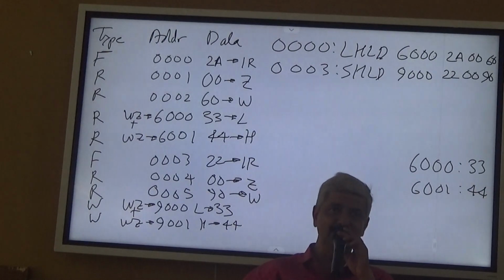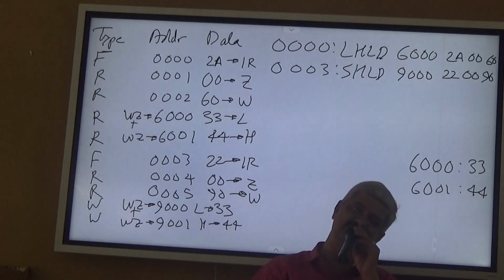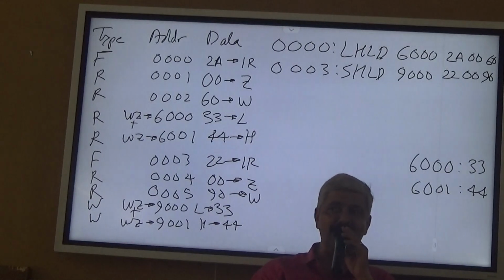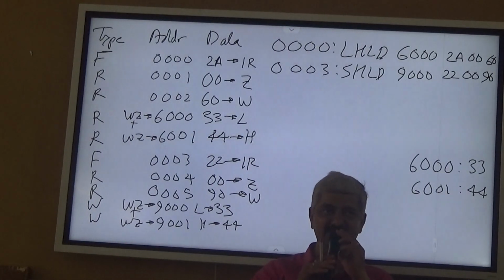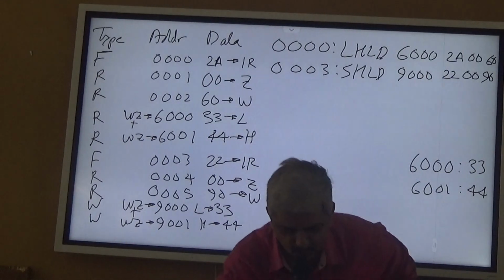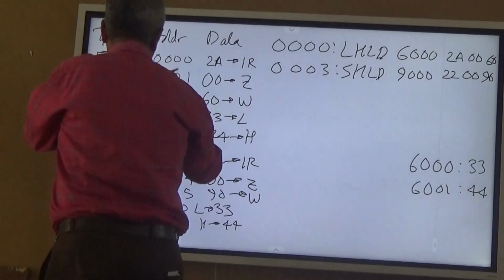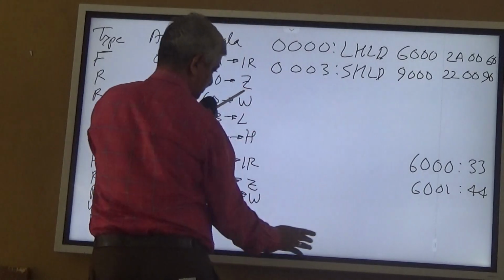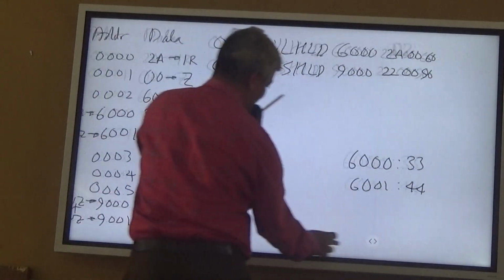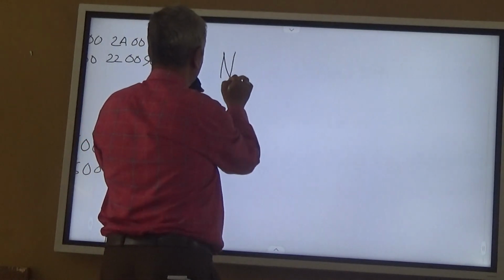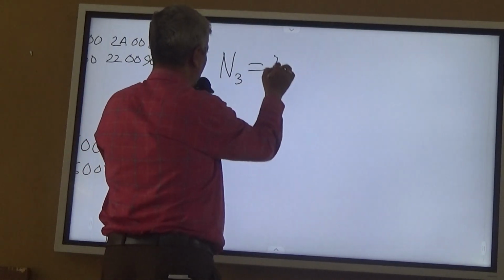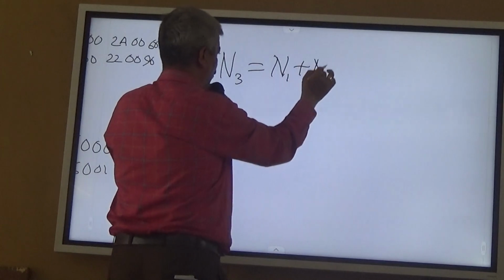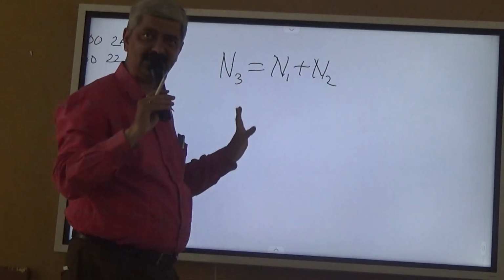So we introduce to you the first arithmetic and logic instruction, that is add. The first arithmetic and logic instruction which I would like to introduce to you is add. The add instruction is for addition. What do we do in addition? We add two numbers and the result is one. So n3 is equal to n1 plus n2 is the addition process, right?